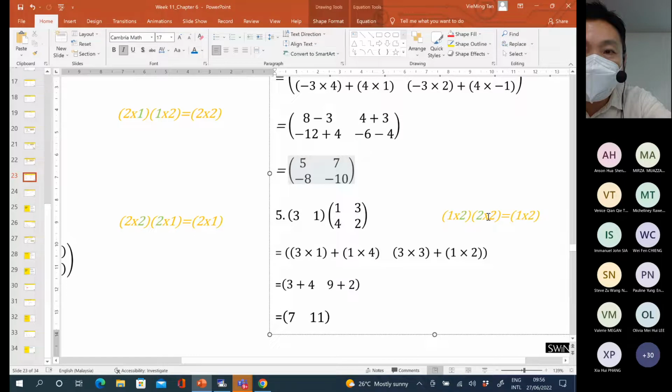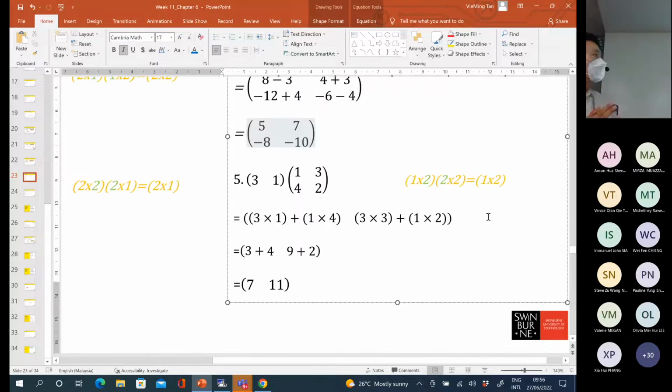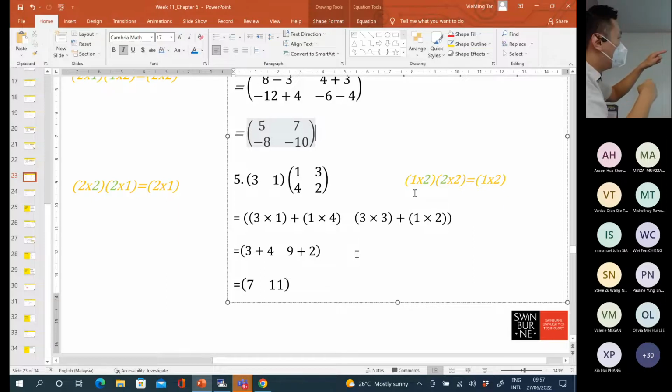Question number 5. The first matrix A is a 1 multiply 2 matrix, 1 row and 2 columns. So write down 1 multiply 2 for matrix A. And then the second matrix, which is matrix B, is a 2 multiply 2 matrix. So I'll write it down here, right?